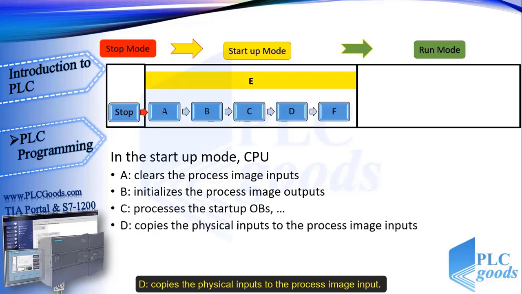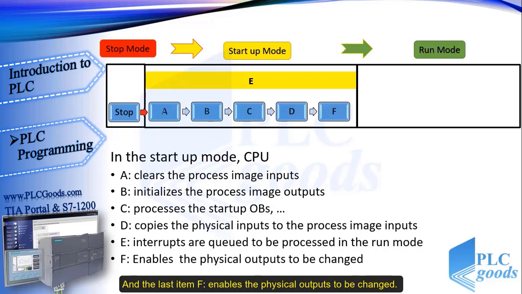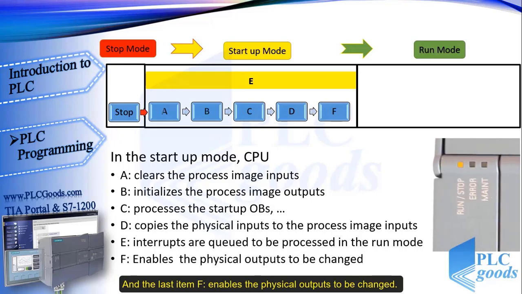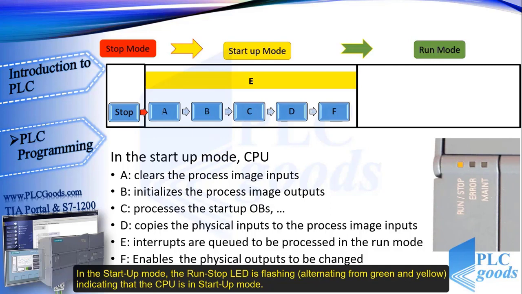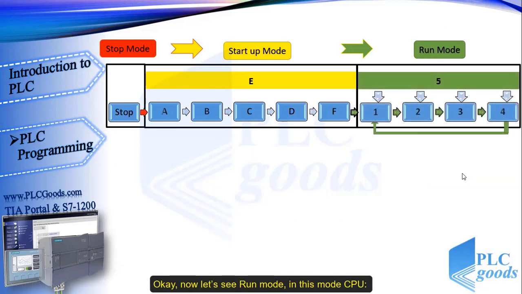D. Copies the physical inputs to the process image input. E. Interrupts are queued to be processed in the run mode. And the last item, F, enables the physical outputs to be changed. In the startup mode, the run/stop LED is flashing, indicating that the CPU is in startup mode. Okay, now let's see run mode.